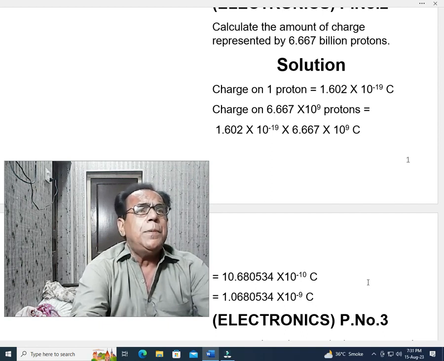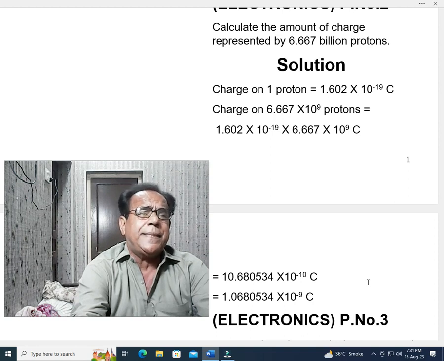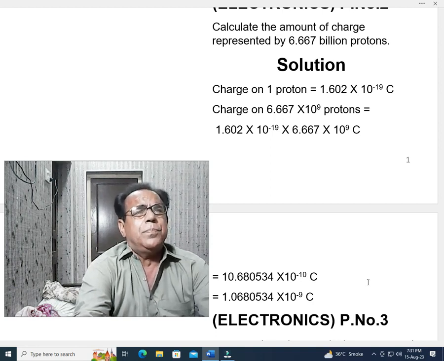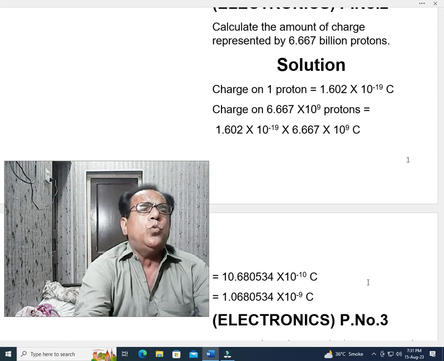Actually, the term billion does not basically belong to physics. It belongs to accounts, accounting and finance, etc. Okay, but we are bound to consider this term billion.